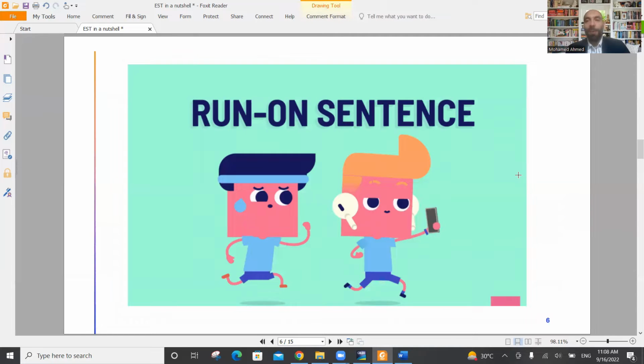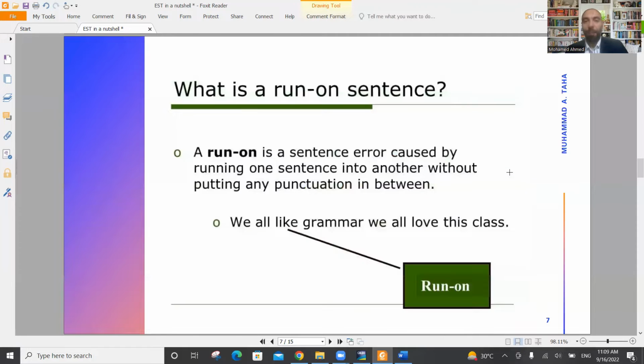Now let's talk about another error, run-on sentence. As you can see here in this photo, two characters, maybe two boys or girls, are running. One is running after the other, but they are not the same body. Not only one, we have two here, one and two. One is running and the other one is running also. So what is this? Let's see.